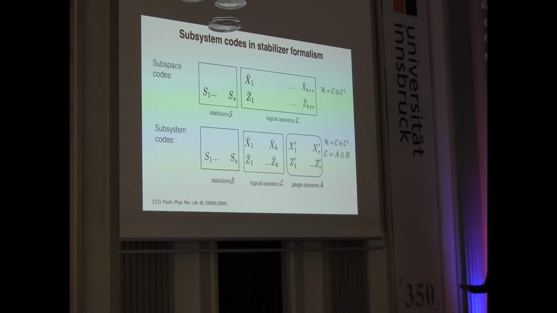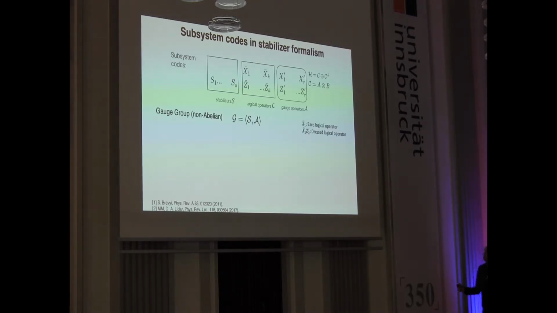If an error basically hits this part, I don't care. I only care if I can suppress error or preserve the information in this part. Because all these operators commute with all these operators, this introduces some tensor product. That's why we call them subsystem codes, because it becomes a system tensored with another system. And that's where the name subsystem comes from.